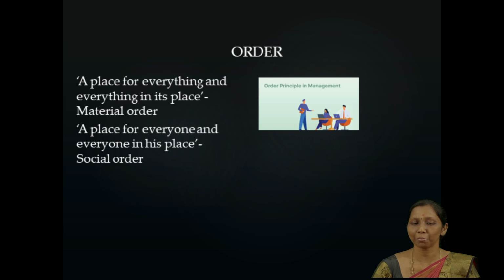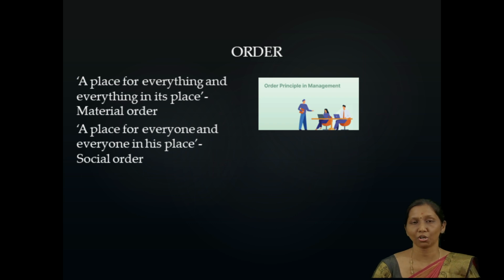Material means it is related to the resources, that is raw materials or other things related to the organization. So a place for everything and everything in its place. If it is a particular machinery or raw material, there should be a fixed place for it. The material should be in that proper place. It should not be moved here and there unnecessarily. So that is material order.